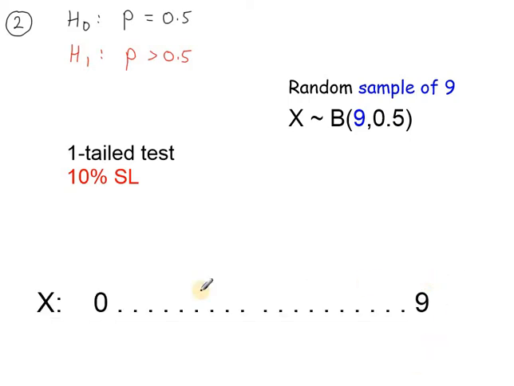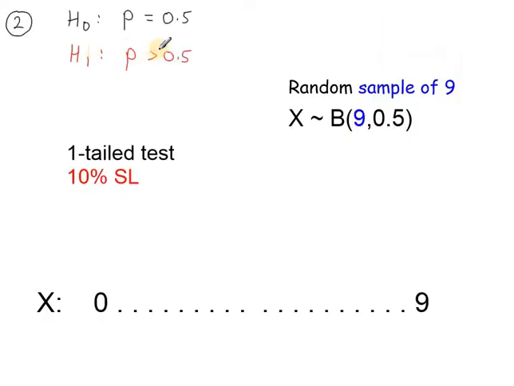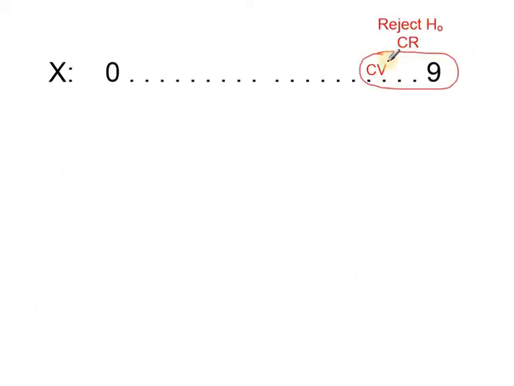We're using a 10% level of significance. So we start with our number line again, so x can take any value from 0 up to 9. And because H1 is greater than, the arrow is pointing to the right, our critical region will be on the right hand side this time, the upper tail. So we need to work out the value of our critical value here. So we know the probability of the critical region will be at most 10%. That was the significance level.